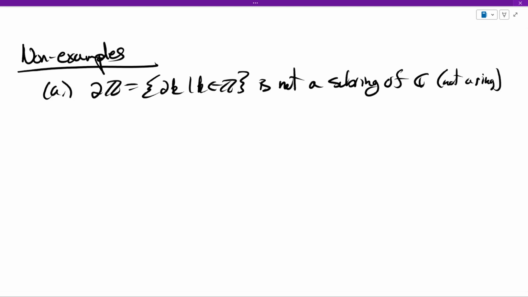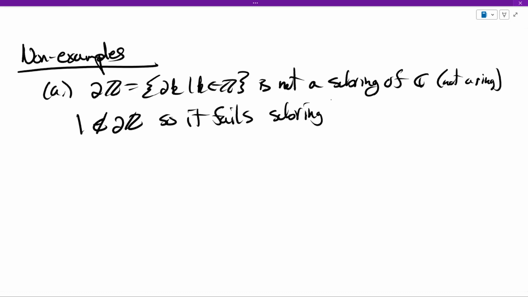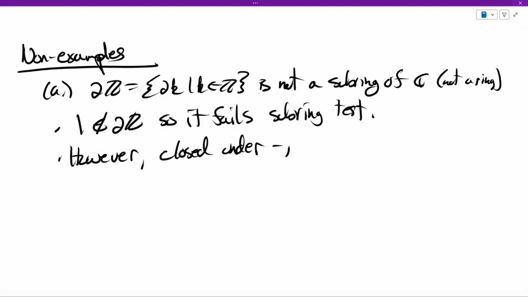And why is that? Well, 1 is not in 2Z, so it fails the subring test. It is, however, the difference of two even integers is still even, so it's closed under subtraction, and the product of two even integers is even, so it's also closed under multiplication. Okay, but it's not a subring. Very clear here, it's not a subring.